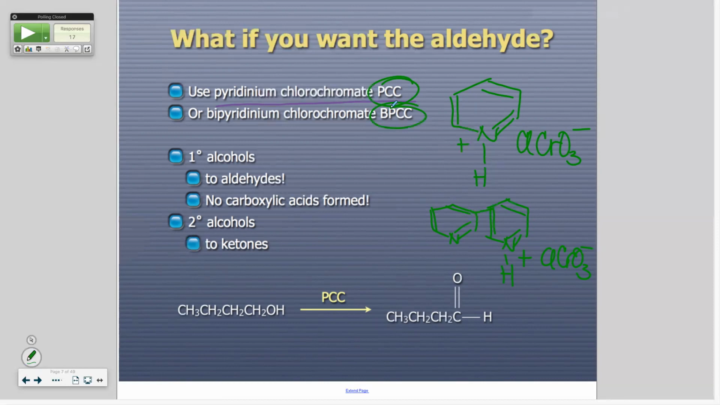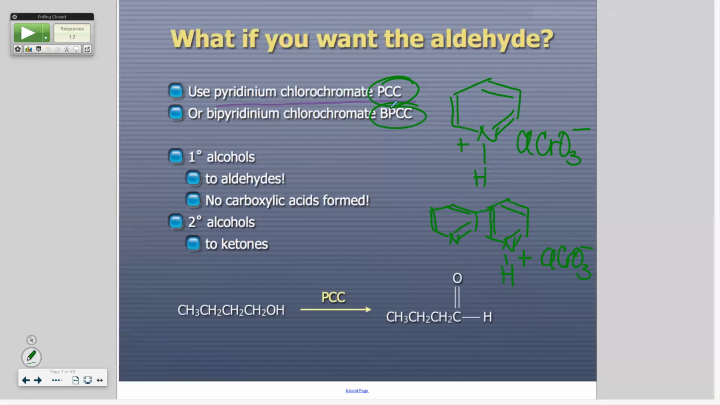Okay, y'all didn't like when I put MCPBA on. These take primary alcohols to aldehydes. They stop at the aldehyde. They don't continue on to the carboxylic acid. When you do the oxidation, you always form that aldehyde. And what is happening is because you have these pyridine things in there, they are kind of buffering the reaction mixture and they are making it stop.